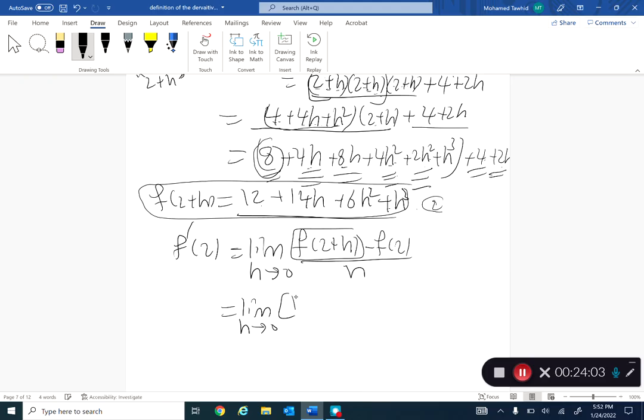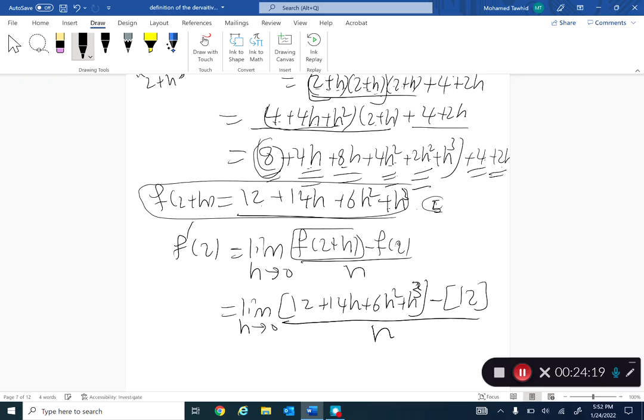For this equation you have 12, right? Just number 5: 12 plus 14h plus 6h squared plus h cubed, close the bracket, minus f of 2. What is f of 2? 12. The whole thing over h.